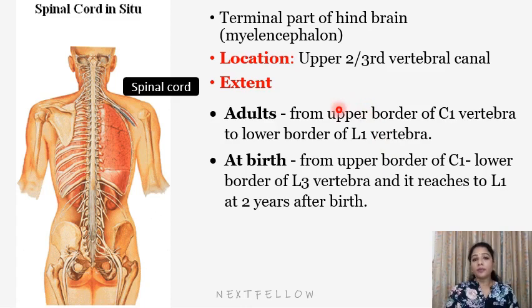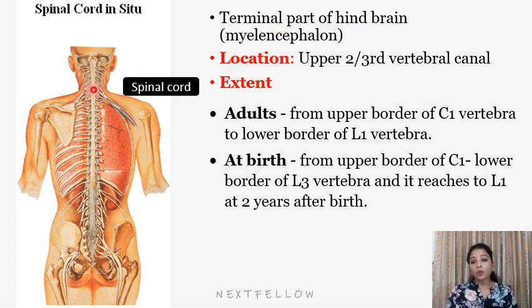At birth, it extends from the upper border of C1 till the lower border of L3. It extends below till the lower border of L3 vertebra. And it reaches the adult level, to L1, at 2 years of age after birth. So it reaches L1 at 2 years after birth. The spinal cord finishes growing at the age of 4 years, while the vertebral column finishes growing at the age of 14 to 18 years. So this is the reason why in adults the spinal cord occupies only the upper two-thirds of the vertebral canal.